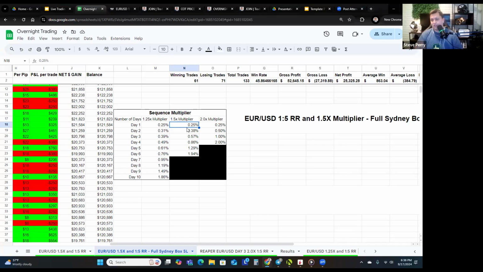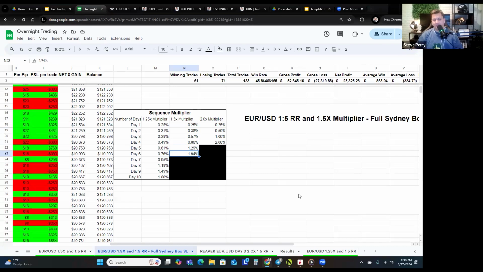If those trades lose, the next day I come back and I risk the next step in the sequence multiplier, and I'll take the trade again the following day. So if tonight's Tuesday and we lose at 0.25%, tomorrow's Wednesday, we'll use 0.38% per trade. And then if that day loses, we go to 0.57. And if that day loses, you go to 0.86, all the way up to 1.94% of the account on each trade, up to 6 days. So 6 days is the most.